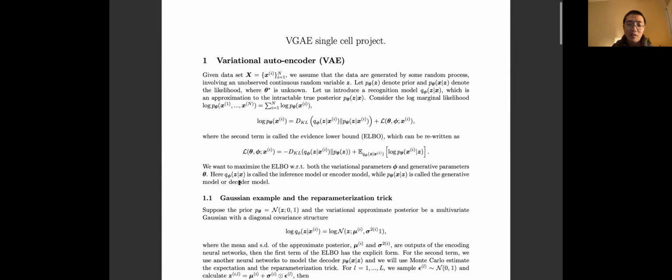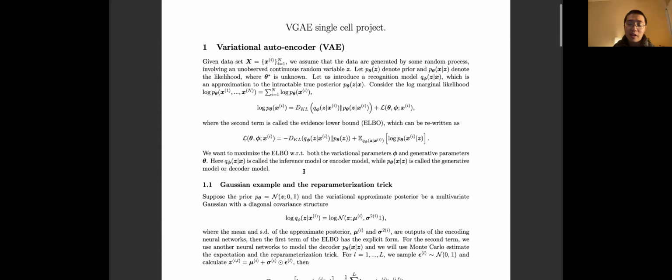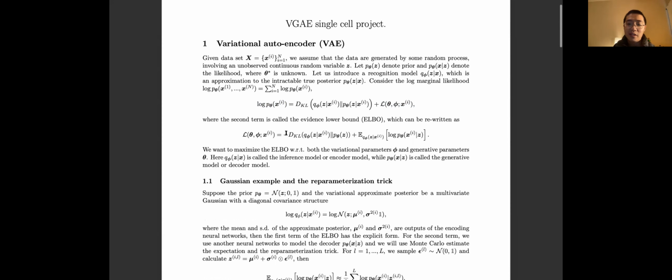For the evidence lower bound, we can rewrite it as two terms. First is a minus KL divergence term between Q phi Z given Xi, our approximation model, and the prior P theta Z. The second is the expectation of the log likelihood over the approximation model distribution. I also skipped the algebra here.